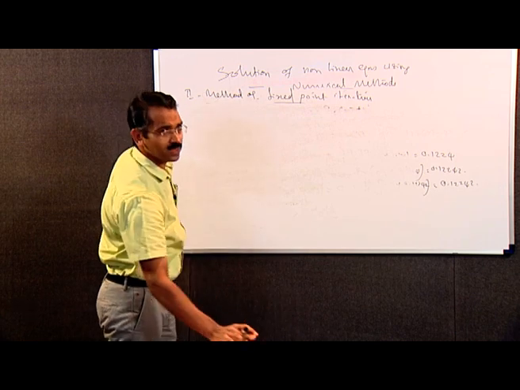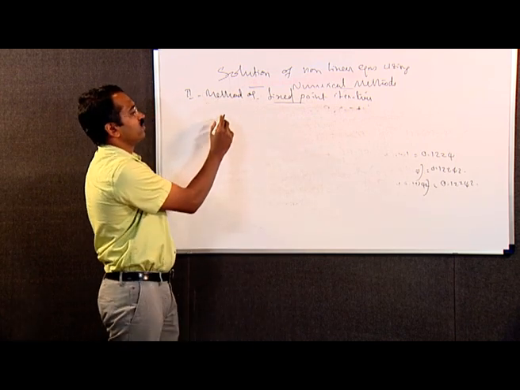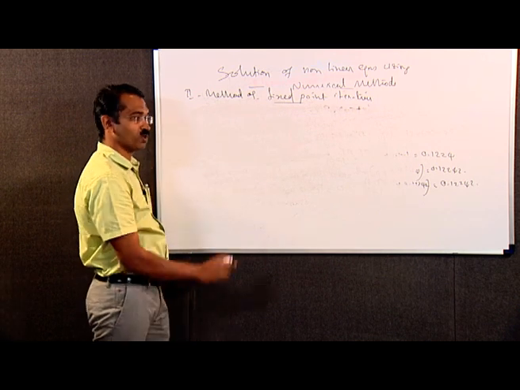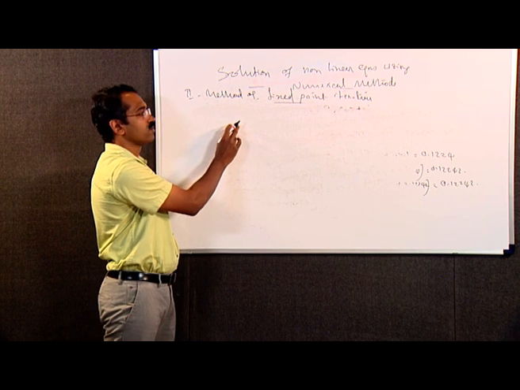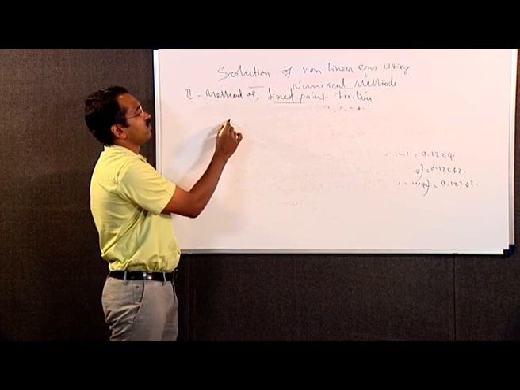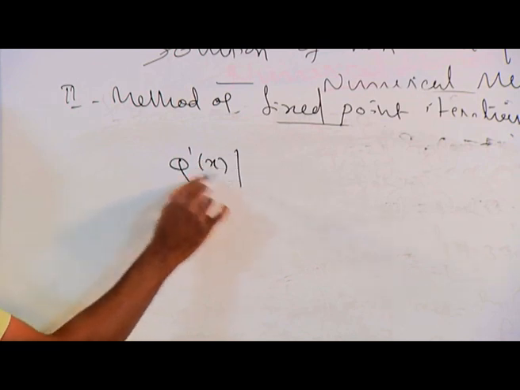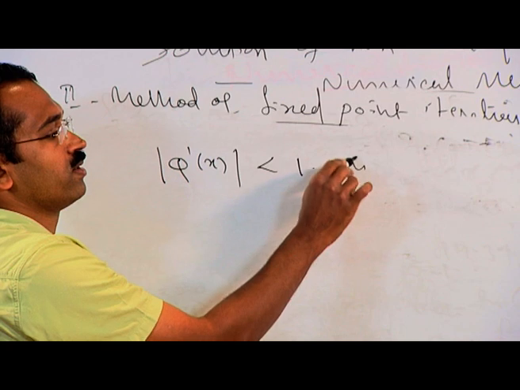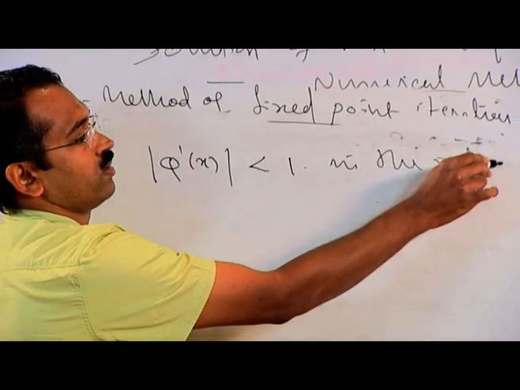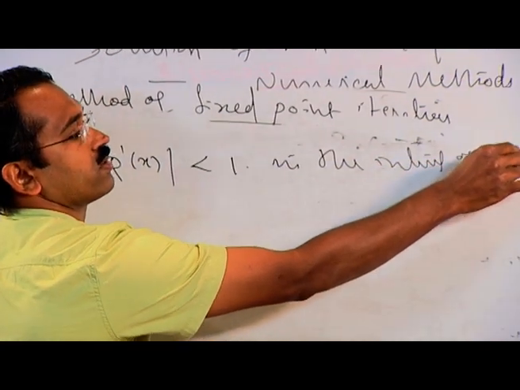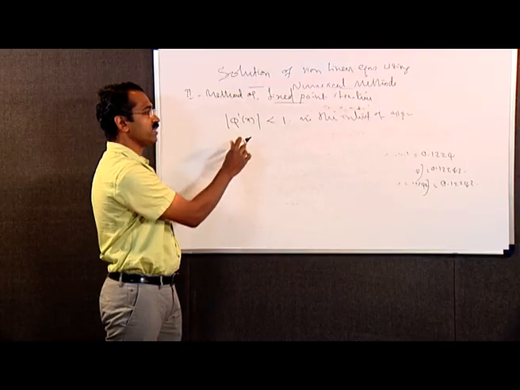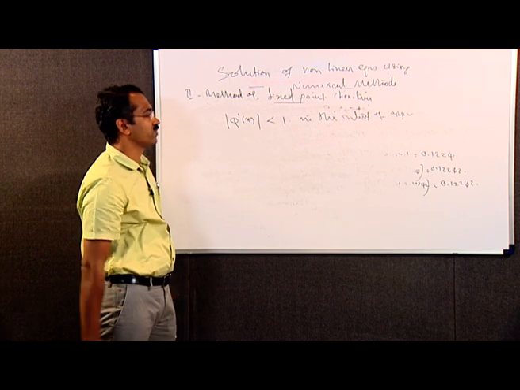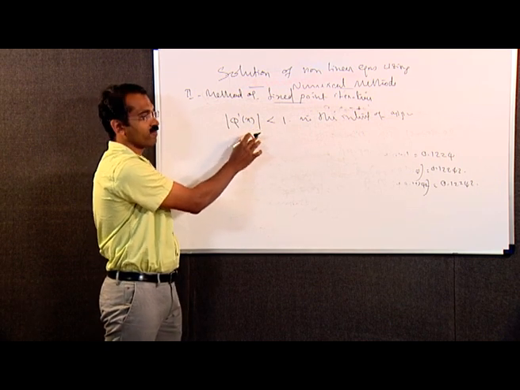Note that for this method, there is a criterion for the convergence of the approximate values of the exact root. That is, modulus of phi dash of x should be less than 1 in the interval of approximation. Otherwise, the values do not converge to a limit. This is the convergence criterion.